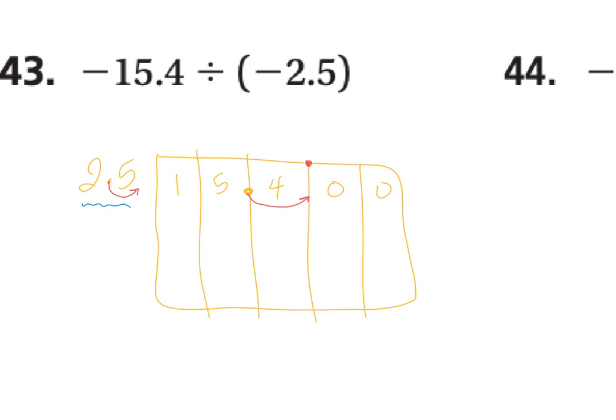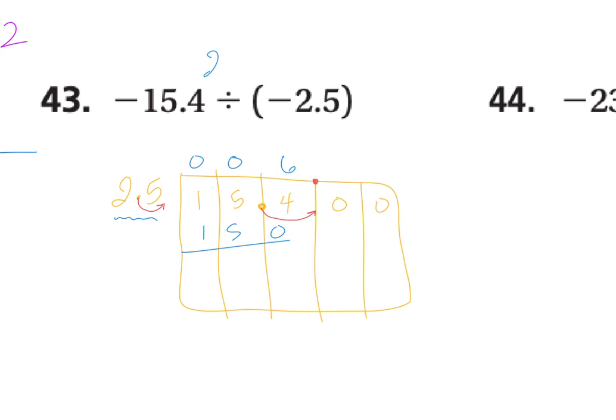How many 25s go into 1? None. How many 25s go into 15? None. How many 25s go into 154? 6. Because it's 150. How did I do that so fast? Quarters. I grew up playing in arcades where you pumped in 25 cents. And you can count by 25s because it's 25, 50, 75, $1. $1.25, $1.50. There we go.